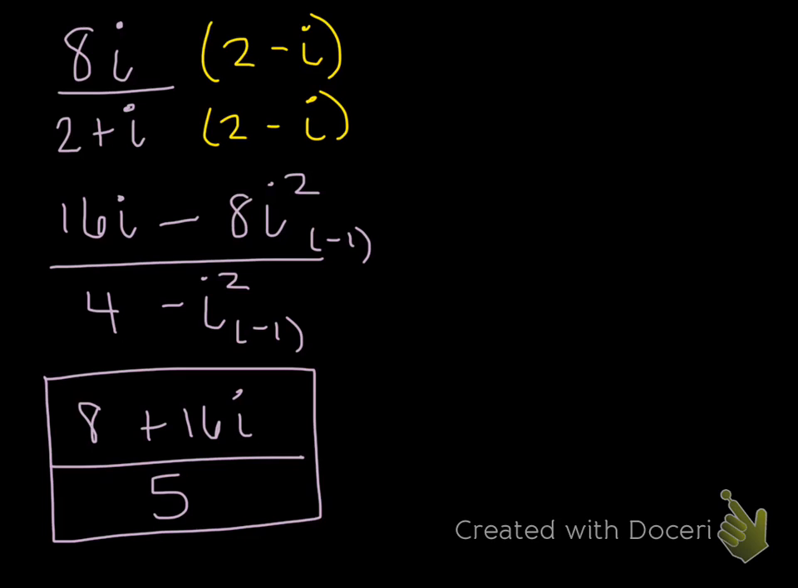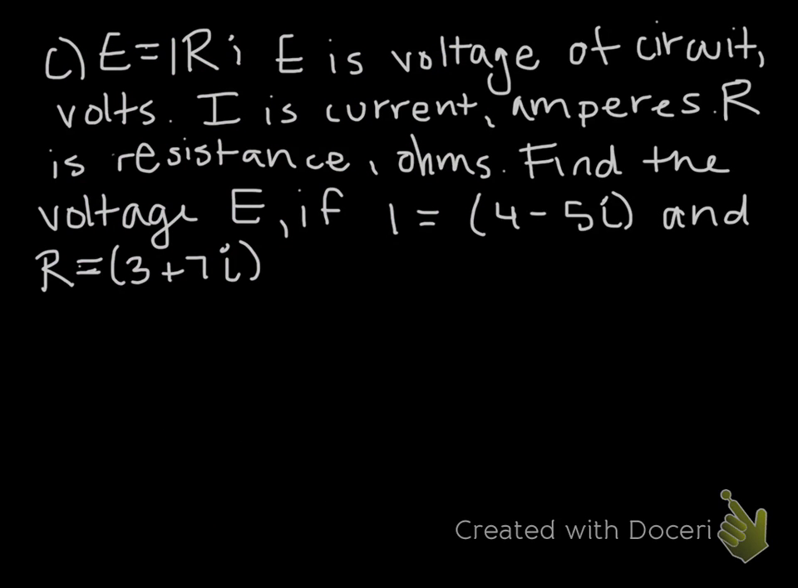So one last application, and that would be letter C. It gives you the equation E equals IR. E is voltage of a circuit measured in volts. I is a current measured in amperes. I'm not sure how to say that. R is resistance, ohms, and they want you to find the voltage E if I equals 4 minus 5i and R equals 3 plus 7i.